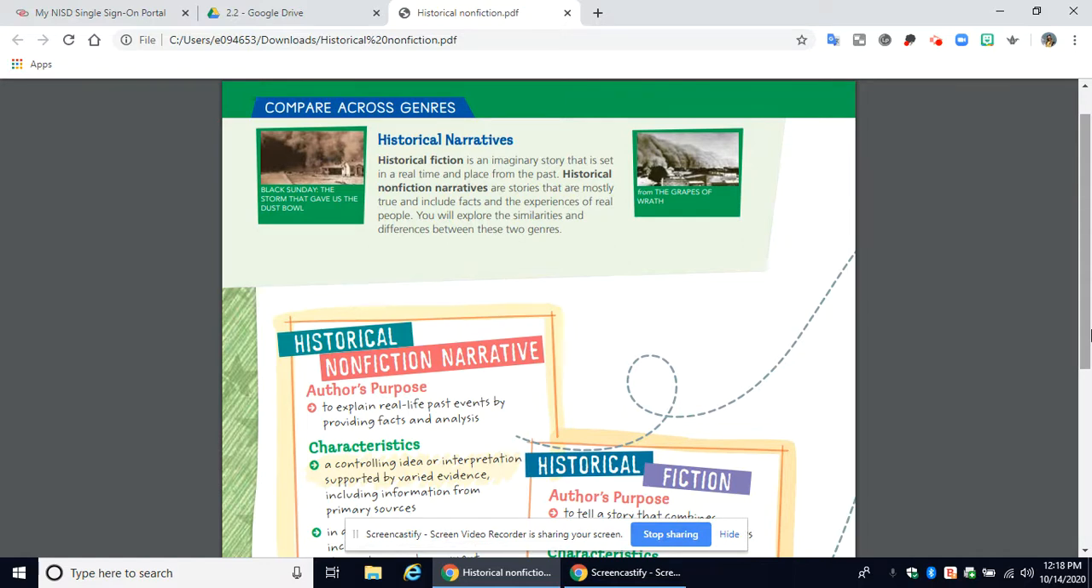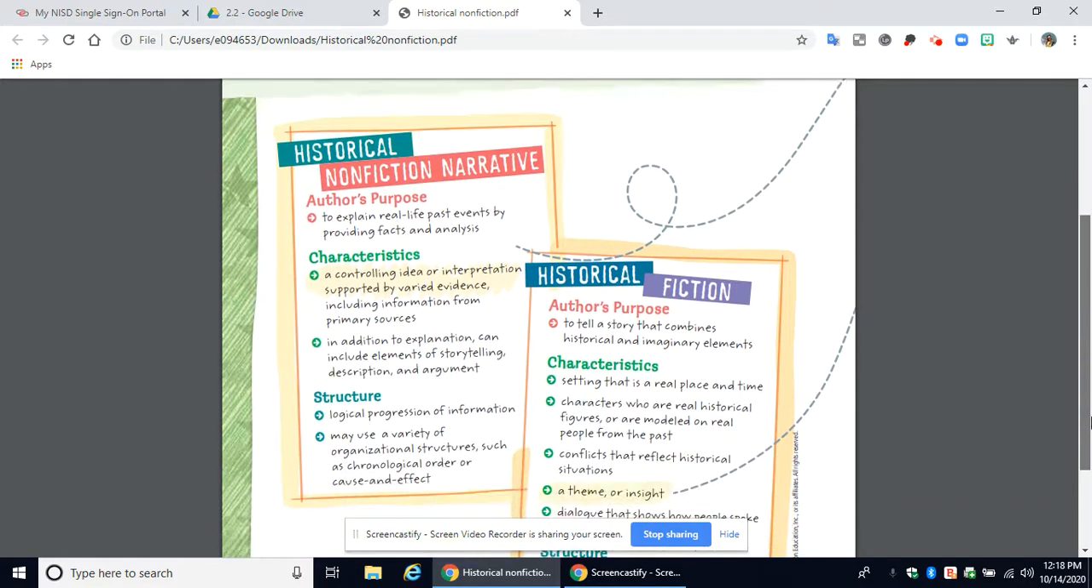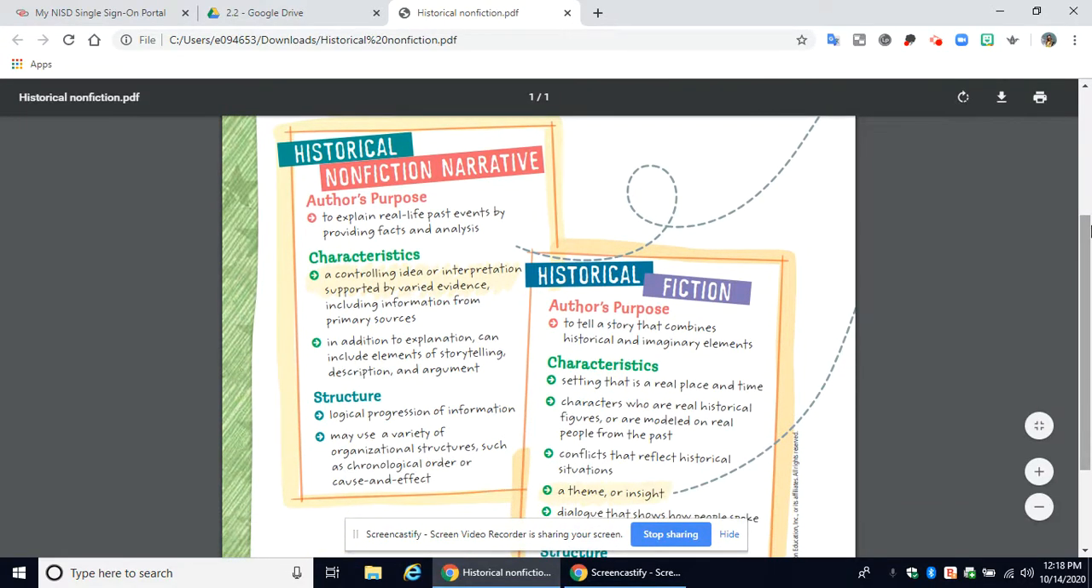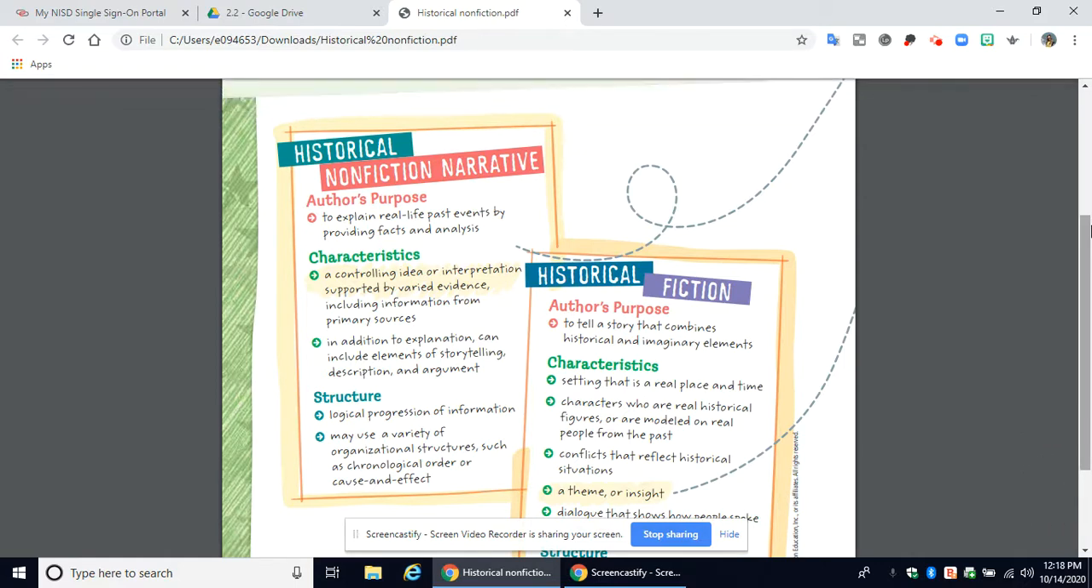So I'm going to go over that first, and then we'll go back to just going over historical fiction in general. Okay. So for historical nonfiction narratives, these are stories that are mostly true and include facts and experiences of real people. So I'm just going to scroll down a little to see the whole. Again, the author's purpose for historical nonfiction narratives is to explain real life past events by providing facts and analysis.